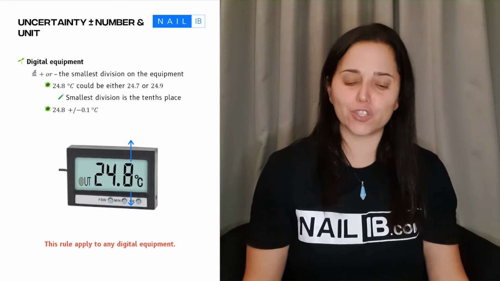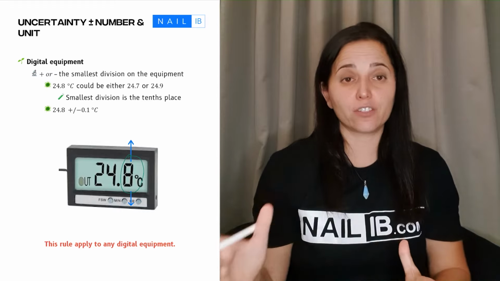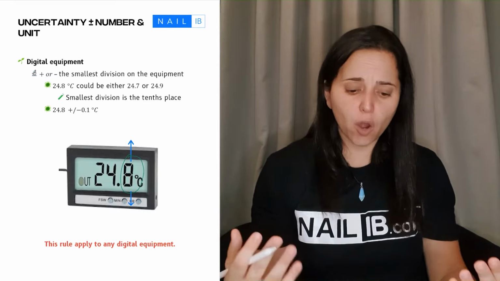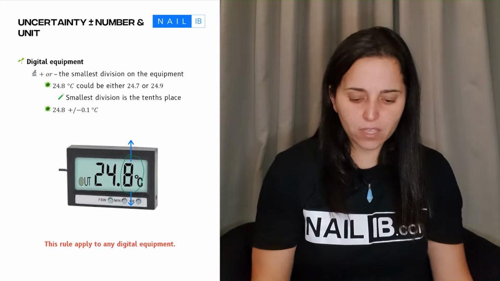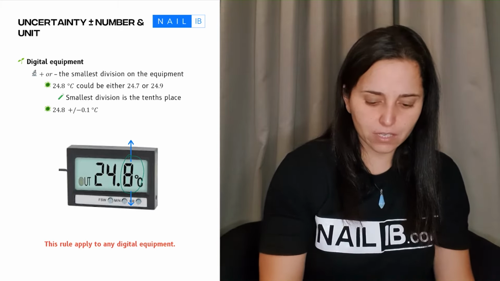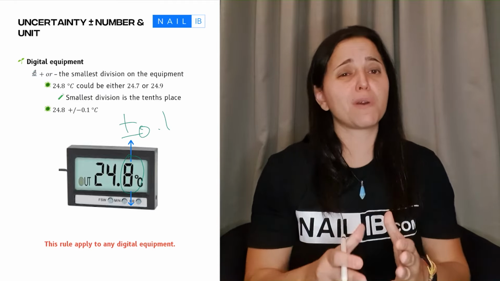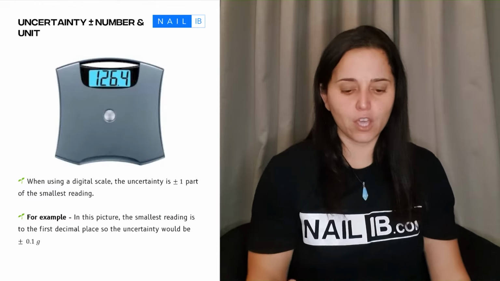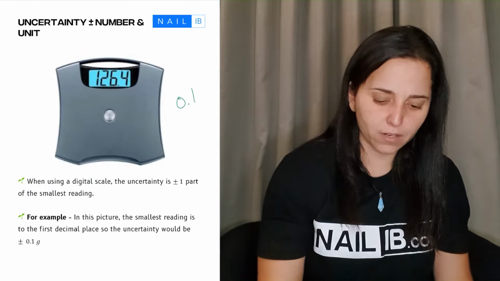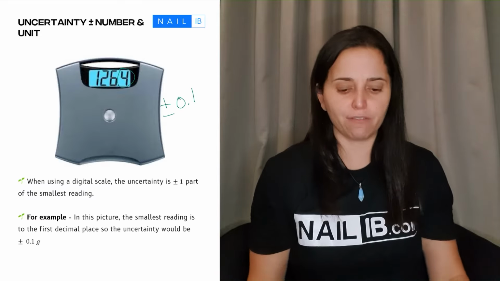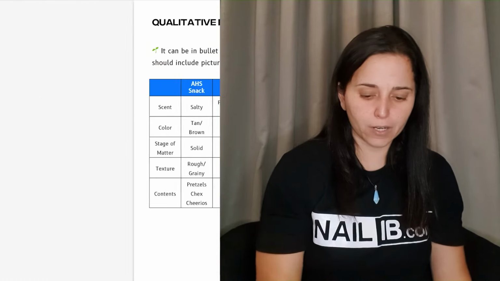When it comes to digital equipment, that's way easier. Whatever the last number after the dot is, that's your uncertainty, and you always go by plus or minus 1 of that. So for example, in this case, you can see that this is 0.1, so it'll be plus or minus 0.1. Digital equipment is much easier to work with. You also have this weight scale. What would it be? 0.1, again, because that's the last digit after the dot. That's how you work it.